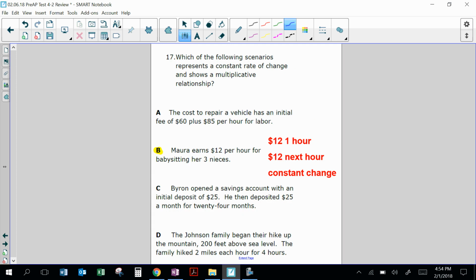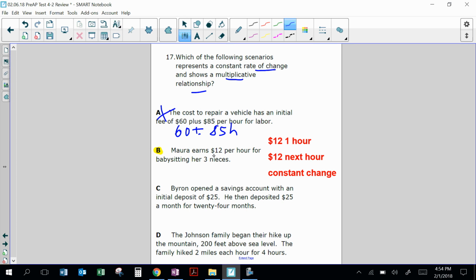17. Which of the following scenarios represents a constant rate of change and shows a multiplying relationship? A. The cost to repair a vehicle has an initial fee of $60 plus $85 per hour. Do we know how many hours it's going to work? We'll use H. They do show a constant rate of change, but it's not multiplicative. You have an adding right there.